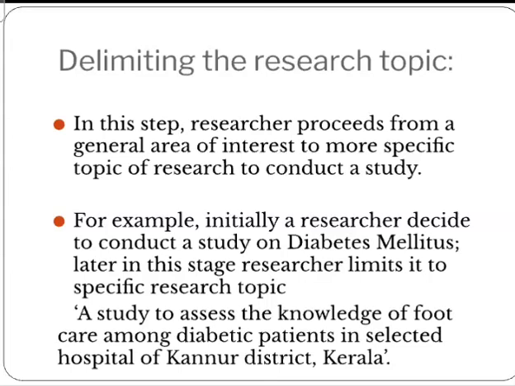So in this step, the researcher proceeds from a general area of interest to a more specific topic of research to conduct a study. In my initial example, I said that the researcher wants to conduct a study on diabetes mellitus, but in the later stage, after all the literature review, he makes this topic specific, like to assess knowledge of foot care among diabetic patients. Okay, so this is called delimiting the research topic.